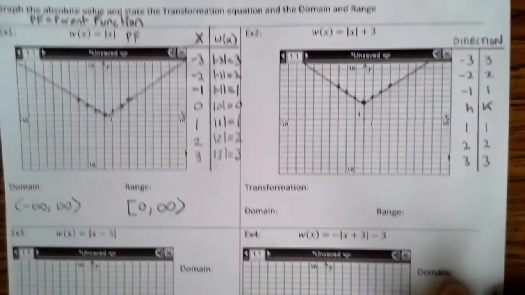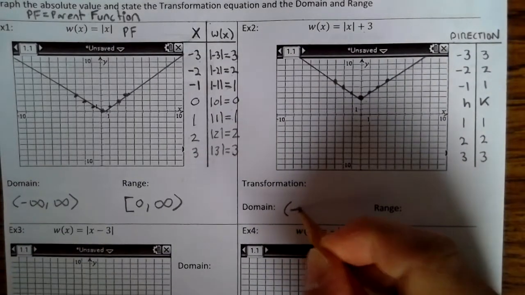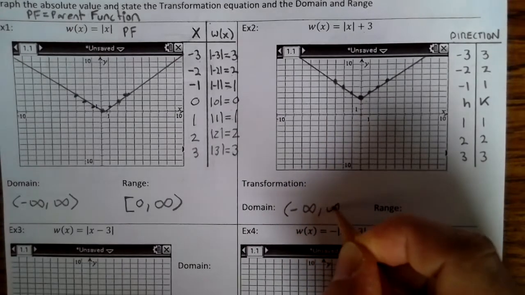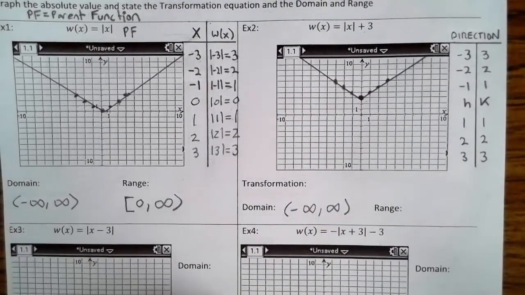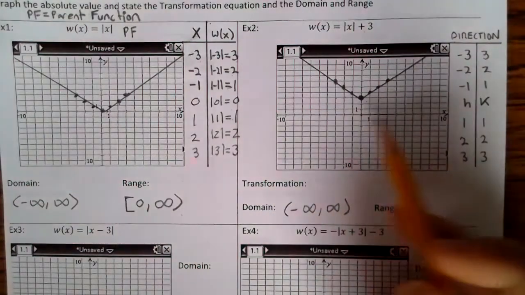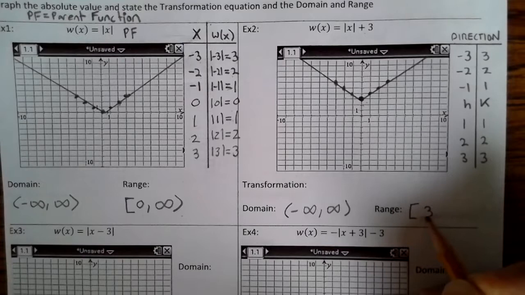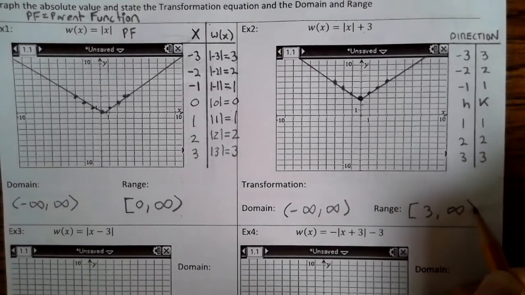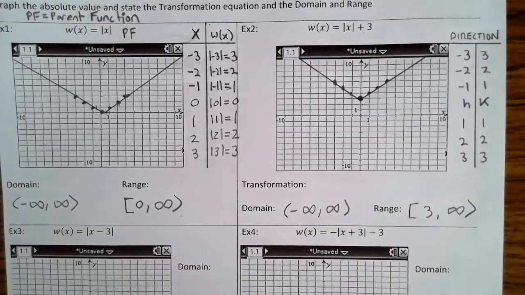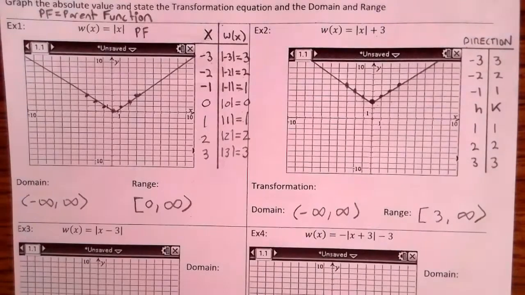Okay. Domain is still negative infinity to positive infinity, but the range is changed because it's not from 0 to infinity now, it's from 3 to infinity. So bracket 3 to infinity. Okay, go and finish up example 1 and 2. All right, let's take a look at example 3.